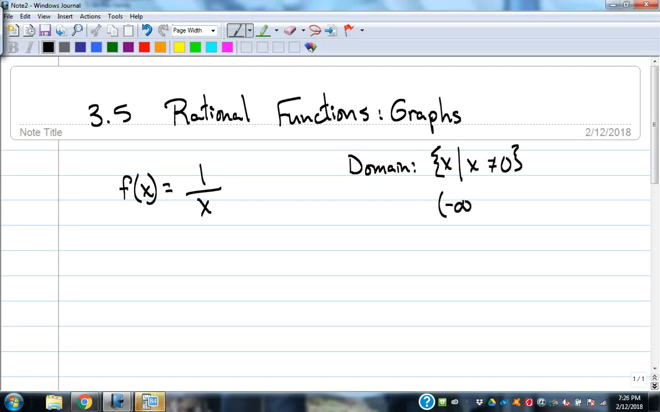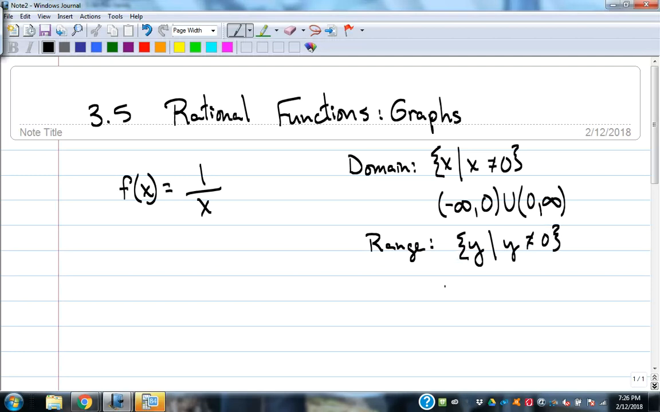Or it would be negative infinity to 0, union 0 to positive infinity. That would be the domain. The range, if x can't be 0, then y can't be 0 for this particular function. So the range is the same. That's not always the case, but for the parent function, it is. Okay, the parent function means the most basic rational function that we can come up with.